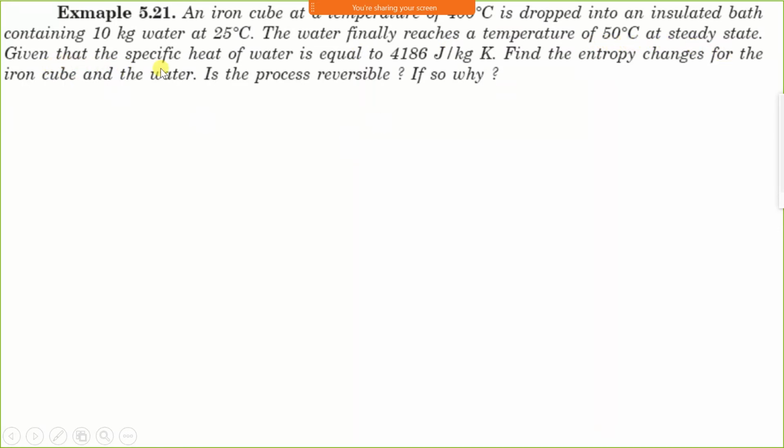Given that the specific heat of water is 4186 joule per kg Kelvin, find the entropy change of the iron cube and the water. Also say whether the process is reversible, and if yes, why. We have to mention whether the process is reversible or not. We have already seen the entropy conditions for the process to be reversible.